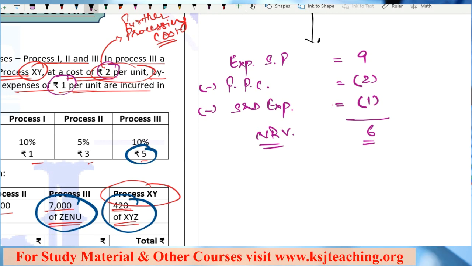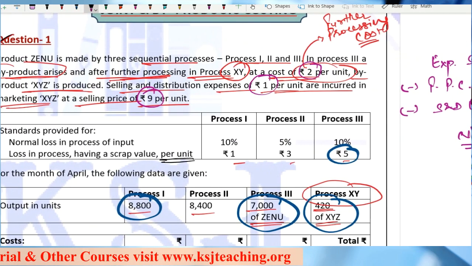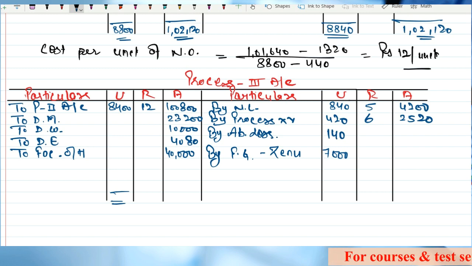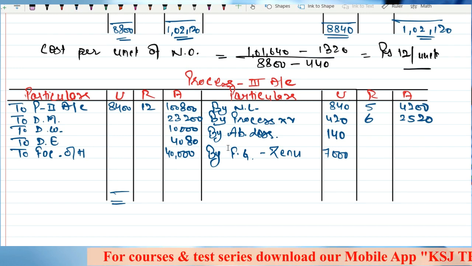Clear? So this is the NRV, and at NRV I am going to record this product in the books, that is 6 rupees, 2520. Now for abnormal loss and for the finished goods, what we have to do?